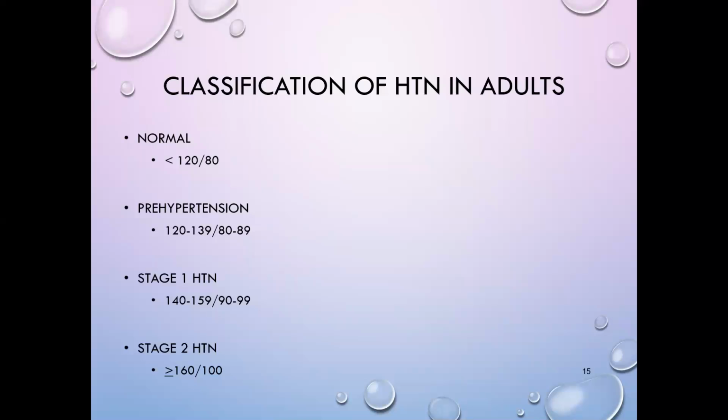So let's look at the classification of hypertension in adults. Normal blood pressure reading, 120 over 80, right? Pre-hypertension is considered systolic 120 to 139, and diastolic 80 to 89. And stage 1 hypertension is 140 to 159 systolic, and 90 to 99 for diastolic. And stage 2 hypertension is greater than 160 systolic, and greater than 100 diastolic.